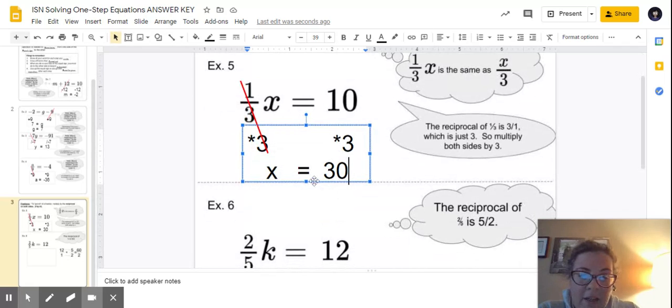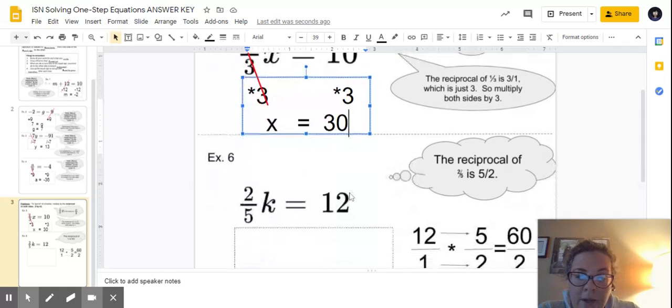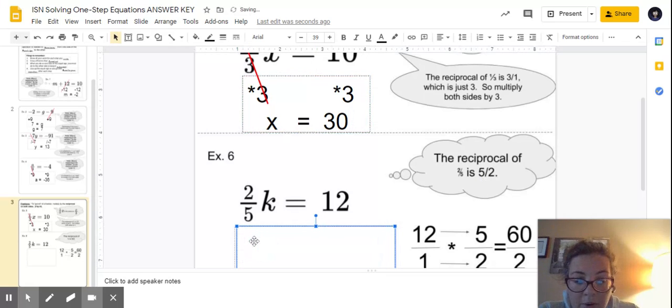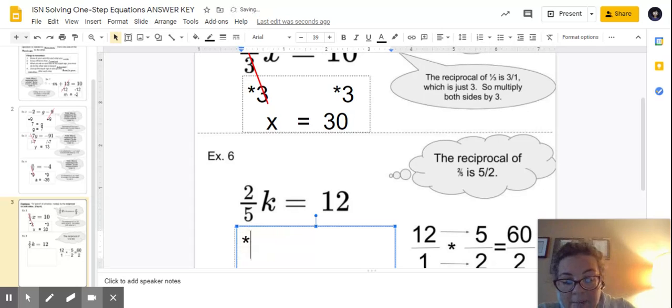I'm going to do a similar idea in the next one, but this time my fraction looks a little bit different. In this case, I have 2/5 k equals 12, and so 2/5 is my coefficient. It's not a nice one that makes a whole number when I flip it over. The reciprocal of 2/5 is 5/2. So that means I have to multiply both sides by 5/2. I'm going to put over here a times 5/2, and on this side I'm going to do the same thing.